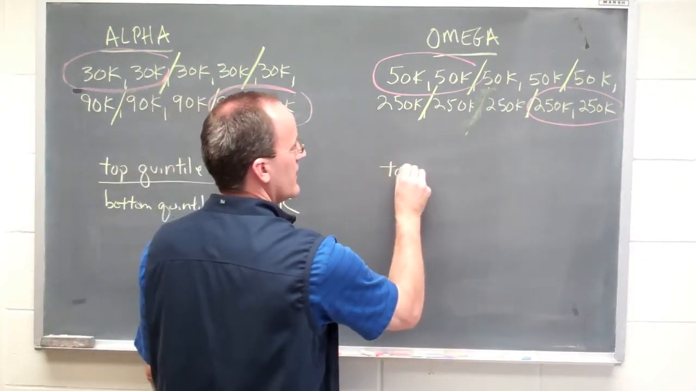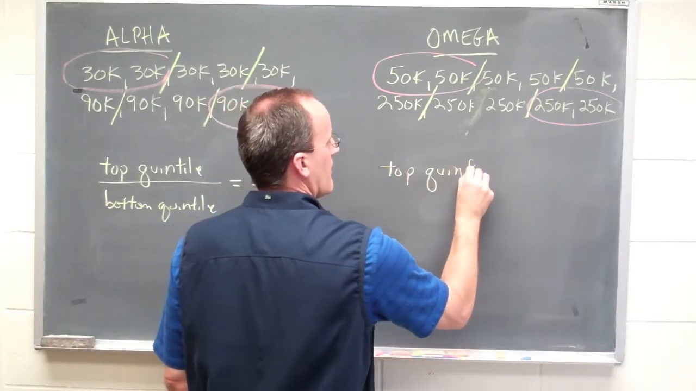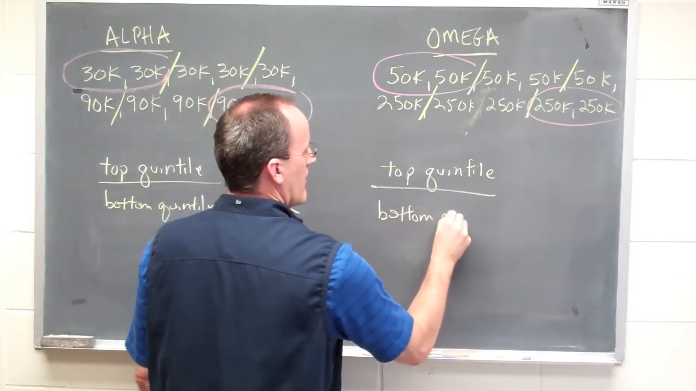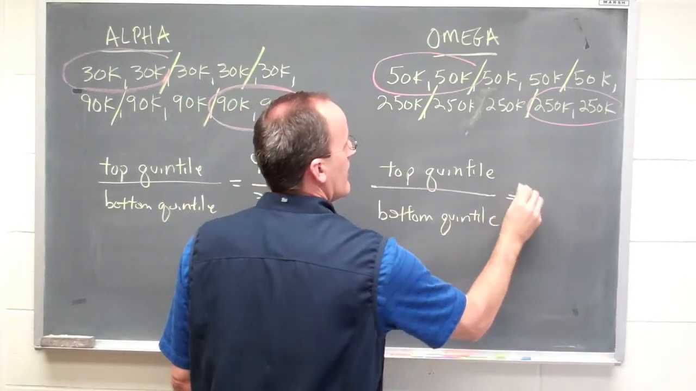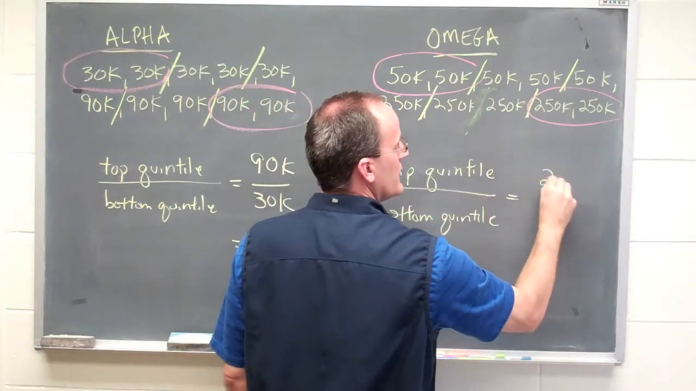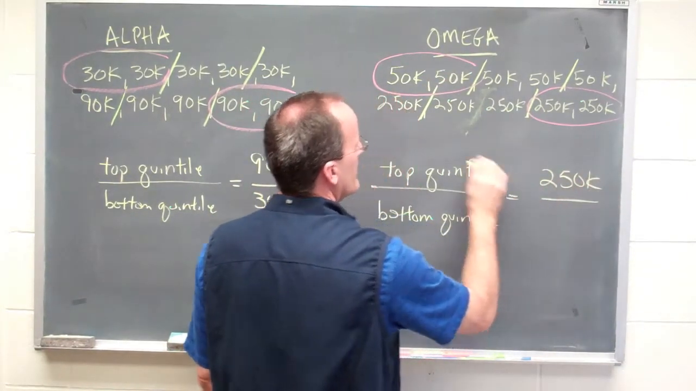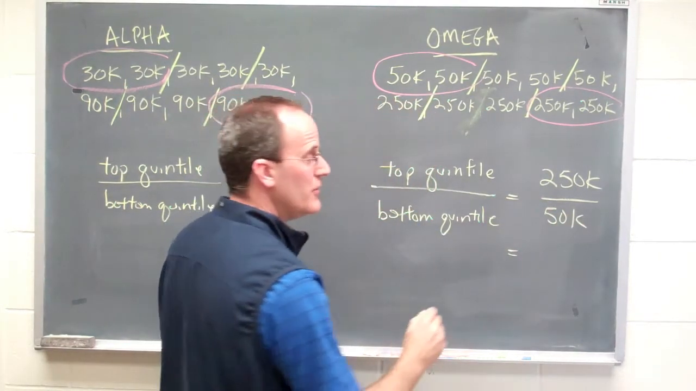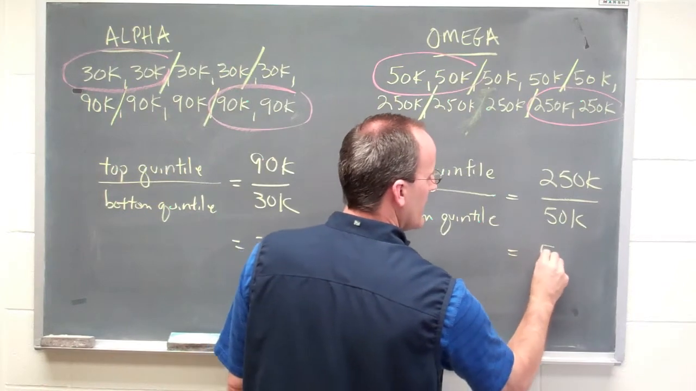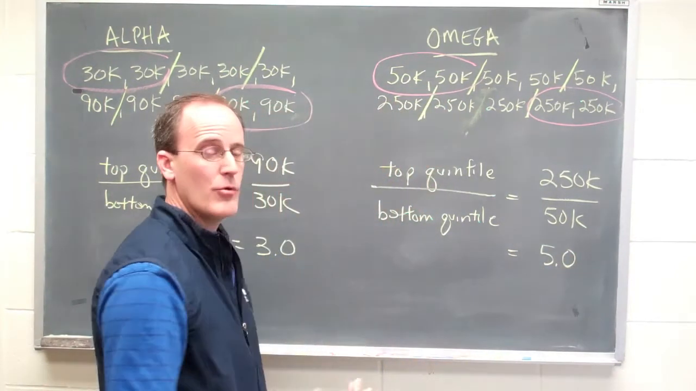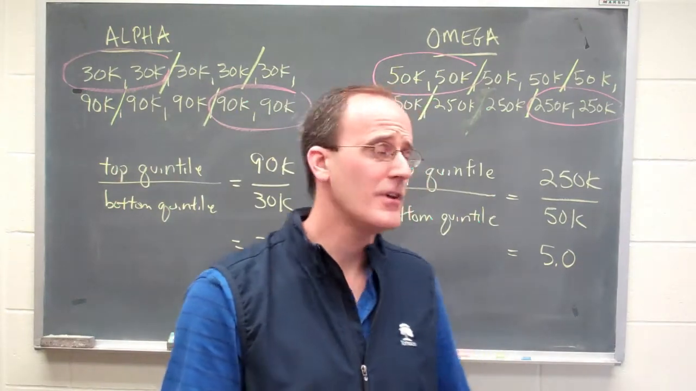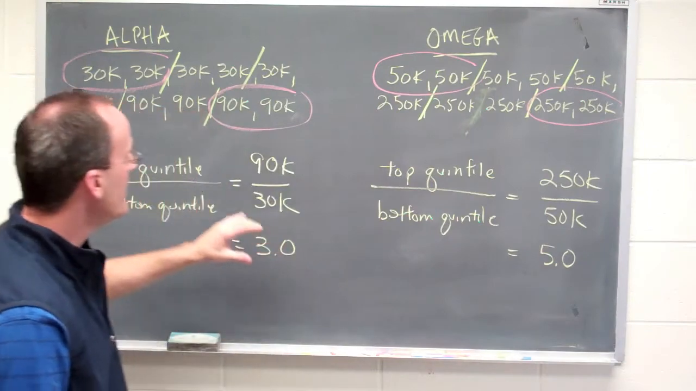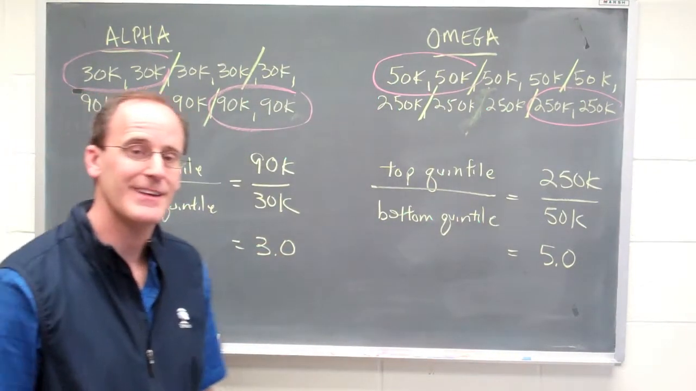We'll take the top quintile again and divide it by the bottom quintile. Here the top quintile is $250,000 on average. Here the bottom quintile is $50,000 on average. And when you divide 250 by 50, you get a ratio of 5.0. That tells us, of course, that in Omega, the rich are richer relative to the poor than the rich were relative to the poor over here in Alpha.